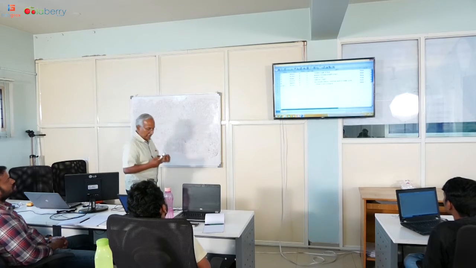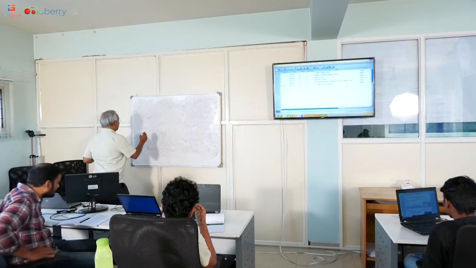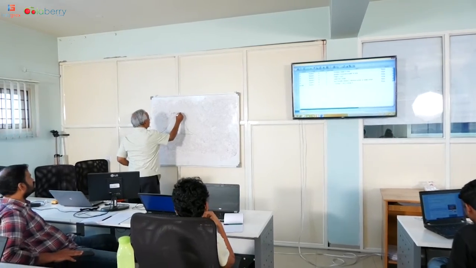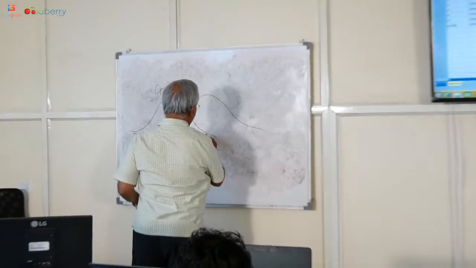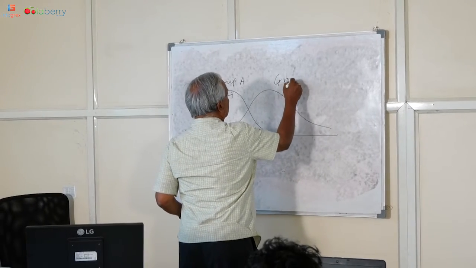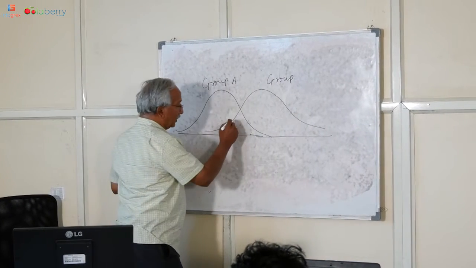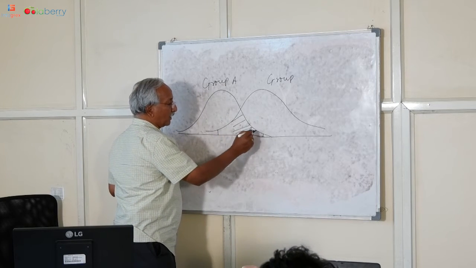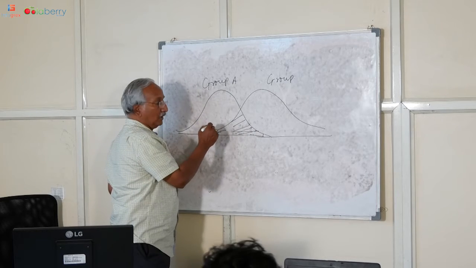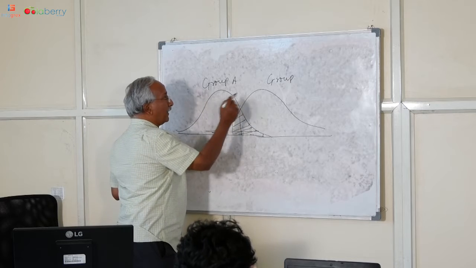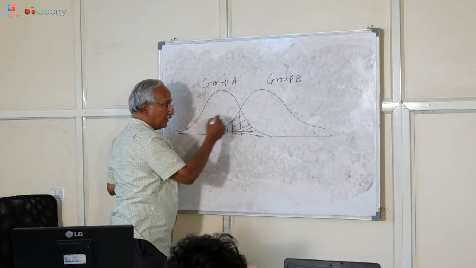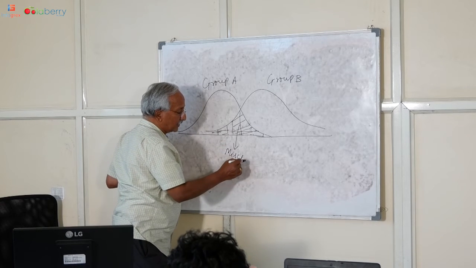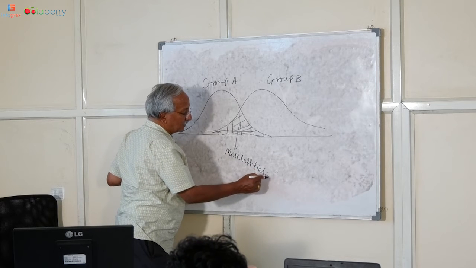So this indicates that, see, I assume that this is group A, then this is group B, right? So this is the area. There is an overlap. This is my overlap of these two groups, right? So now, if I discriminate these two groups and then say what is the misclassification, what is the misclassification probability?